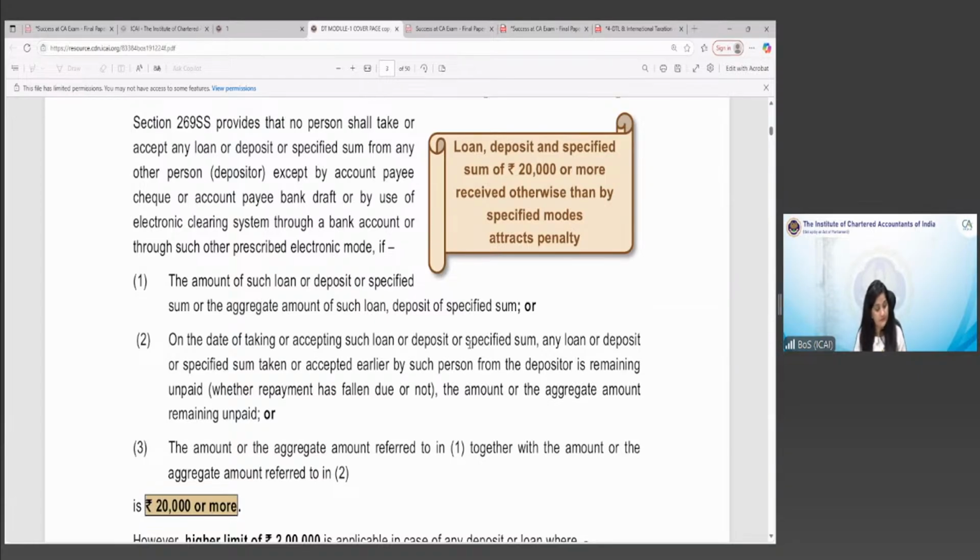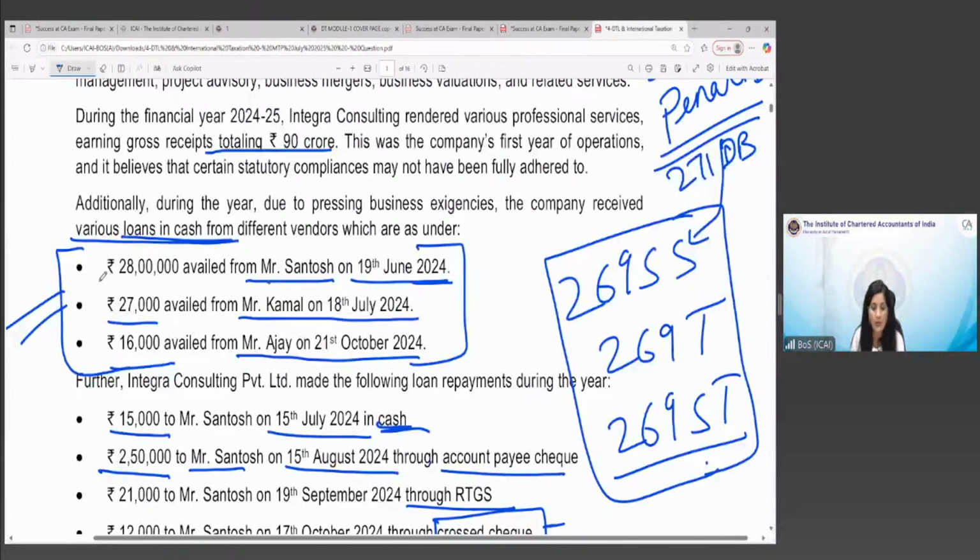So aggregate amount from a person. It's saying that no person shall accept from any other person. यहाँ पे what is the figure? 20,000 or more is given, right? You are right. And what is this? Here they are talking about these two different persons. ठीक है? Both of your answers are very correct. That the amount of 28,27,000 is the penalty also, because it cannot take the loan or advance from a person exceeding 20,000. The person Ajay is a different party, therefore this would not be included, right?